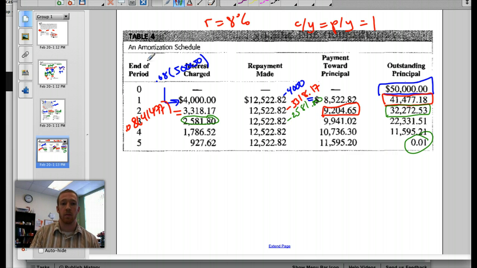Alright, so that is the amortization schedule. A schedule is just when you have a table of numbers that are being calculated over time. Alright.